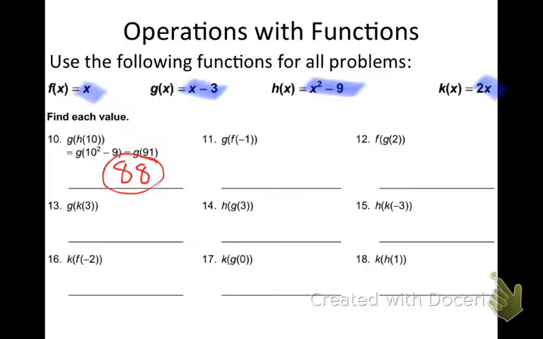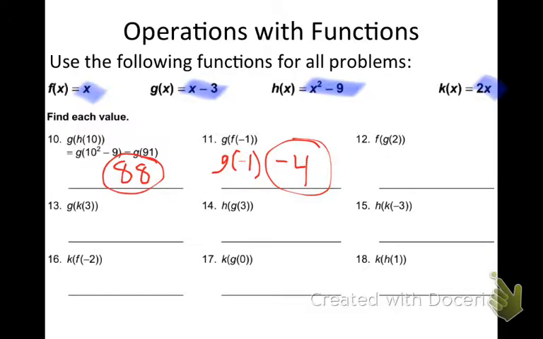Yep. So number 11 here. Let's try this one. I'm going to take negative 1. Which function do I need to plug negative 1 into? F. I go inside out. So I'm going to plug it into f. Well, f of x is just x, so what do I get out? If I plug negative 1 in, I get negative 1 out. So then I'm going to do g of negative 1. Because if I already just did f, now I'm going to do g. So I take negative 1, I plug it into g. What's negative 1 minus 3? Negative 4. And there's my answer.